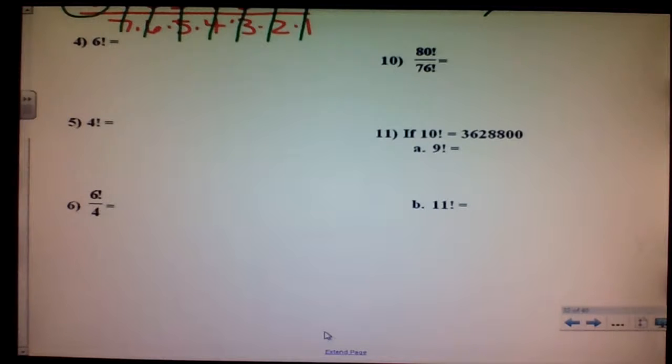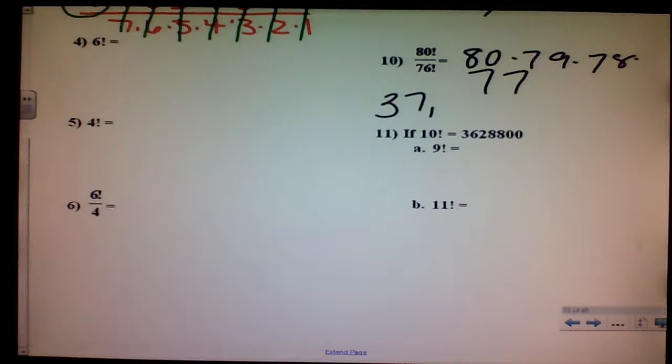Okay, so what does 10 look like? That's number 6. Hold up. What does 10 look like? 80, 79, 78, 77, 76. Oh my gosh, my board is so off already. We stop at 76 because they'll start canceling there. So you only have to multiply those 4 numbers, and that gives me 37,957,920. A lot.